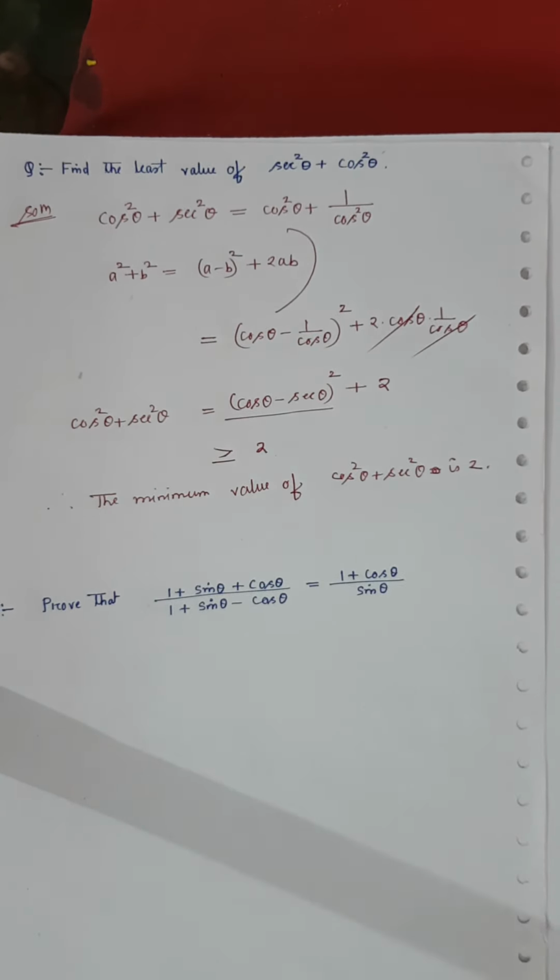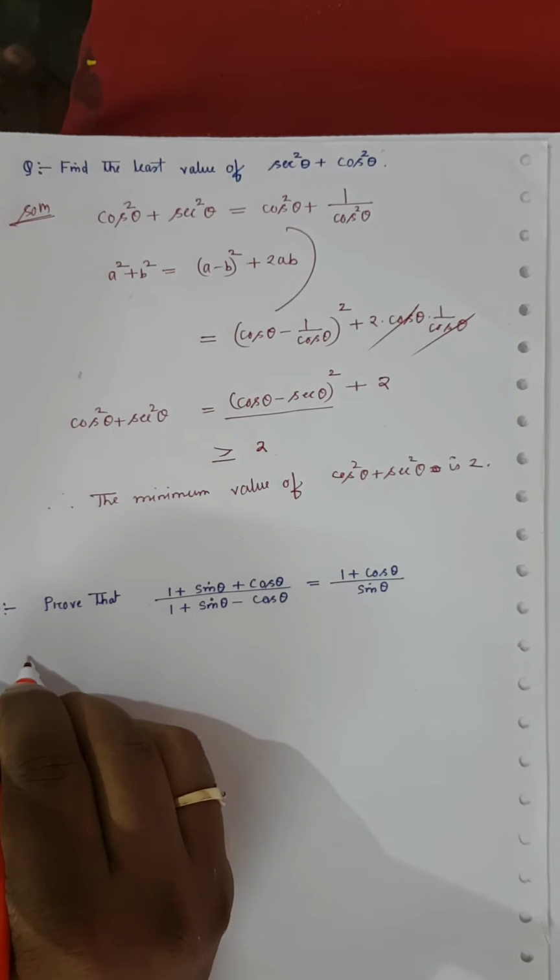Next one is: prove that (1 plus sin theta plus cos theta) divided by (1 plus sin theta minus cos theta) is equal to (1 plus cos theta) divided by sin theta. So we'll start from LHS.